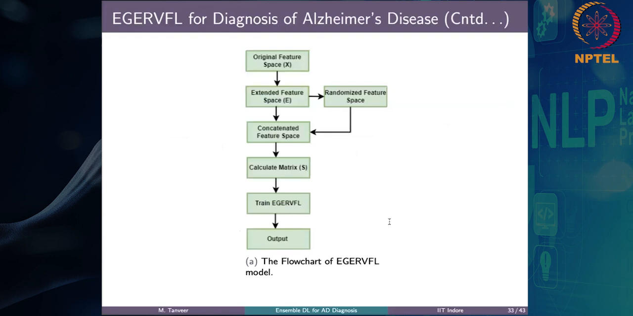Okay, now to move ahead, we can see this flow chart of this eigenvalue, this EGER-VFL, especially for Alzheimer disease. What we have done is that we have the original feature space, and then we extend this feature space, and then we do randomized feature space and concatenated feature space both. And then we calculate the matrix S, then we train this, and finally we get the output.